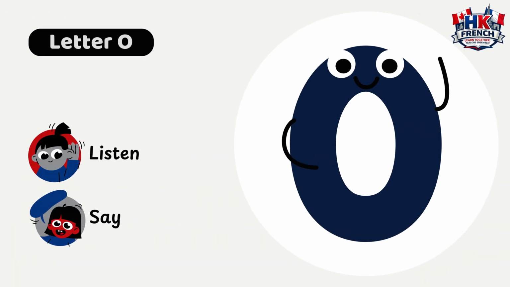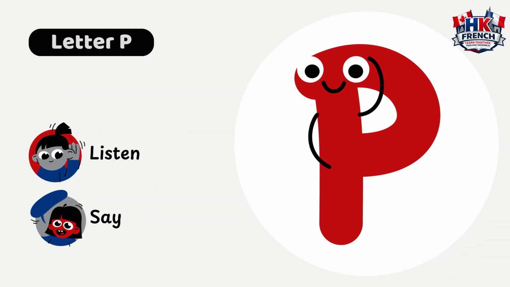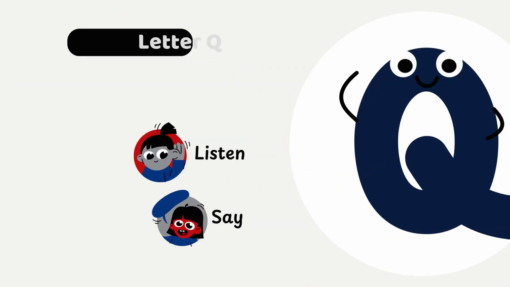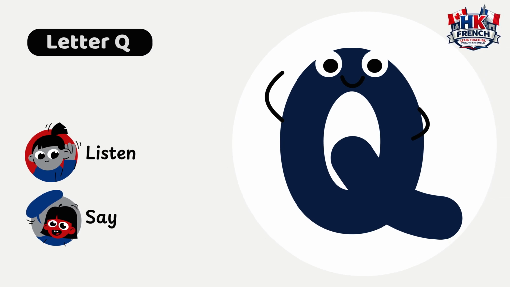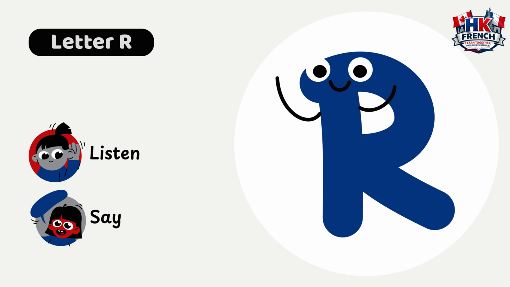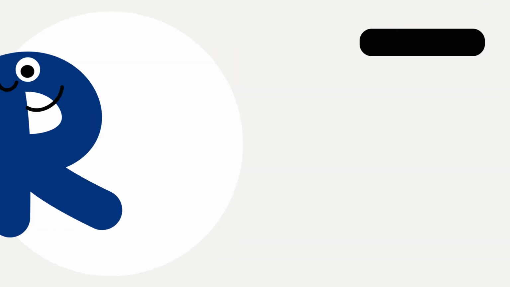Repeat after me. O. Letter P. In French, we say P. Repeat after me. P. Letter Q. In French, we say Q. Repeat after me. Q. Letter R. In French, we say R. Repeat after me. R. Letter S.